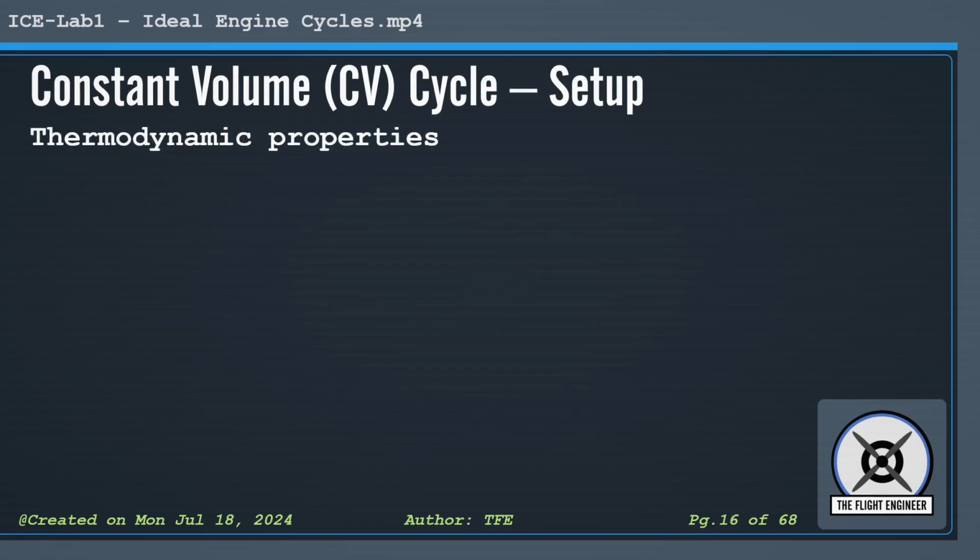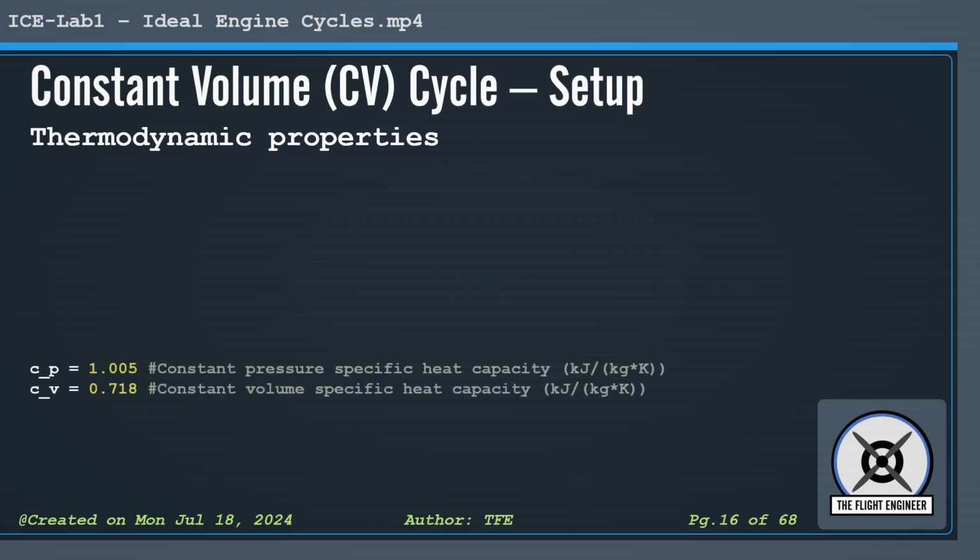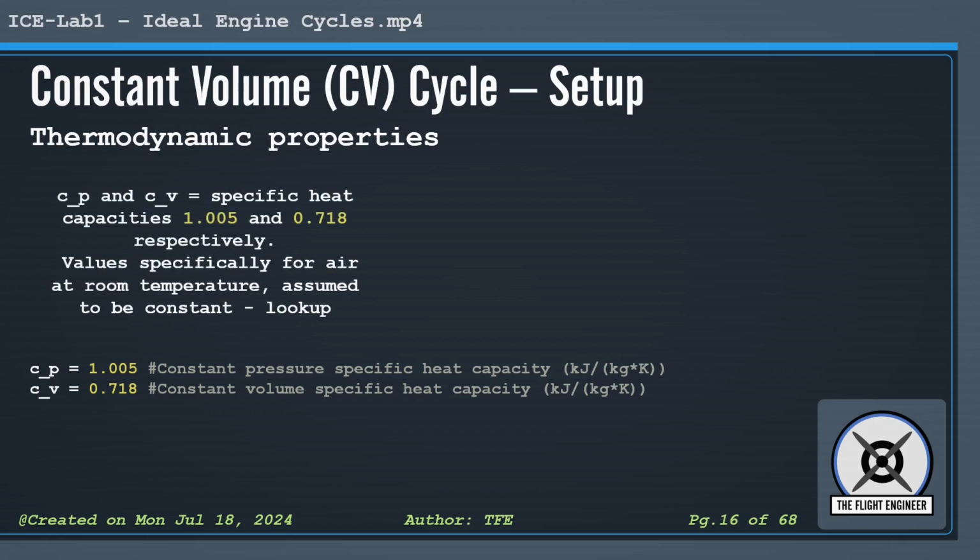The first and second are the constant pressure and constant volume specific heat capacities for air. Really, these should be the heat capacities for the air-fuel mixture, but since the mixture is mostly air, this works. These values should also change with temperature and pressure, but we're just going to assume they remain constant. Remember, ideal cycle analysis means that we're stripping out the complexity.